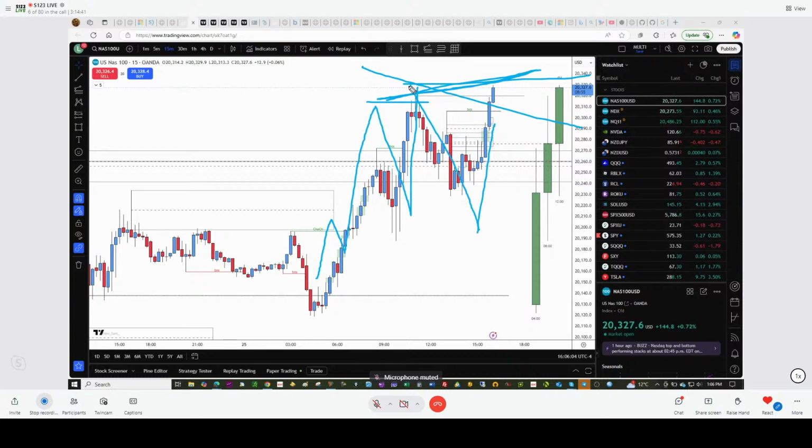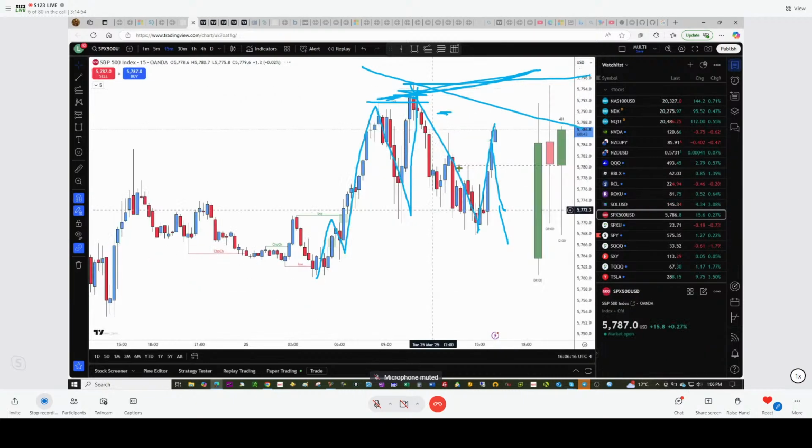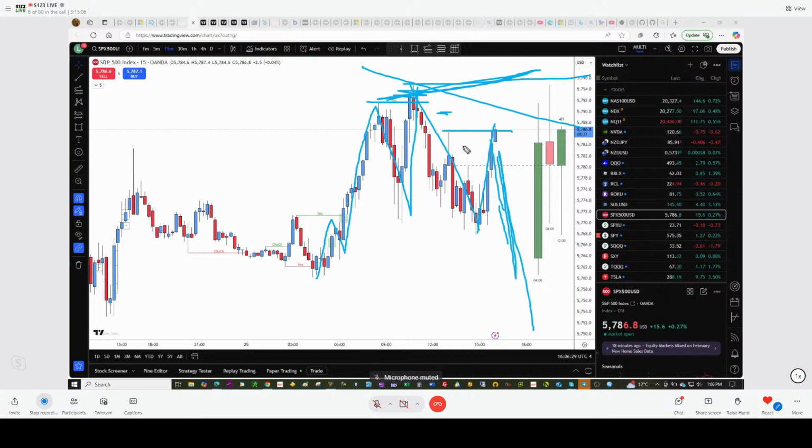My expectation is that they wouldn't take out this high at all, or even this high, and then drop it down. That was my expectation, but you see what they're doing on S&P. S&P is doing what my expectation is, not perfectly, but they did take out this high, and I'm looking for them to come down. So I think we're going to get a collapse.